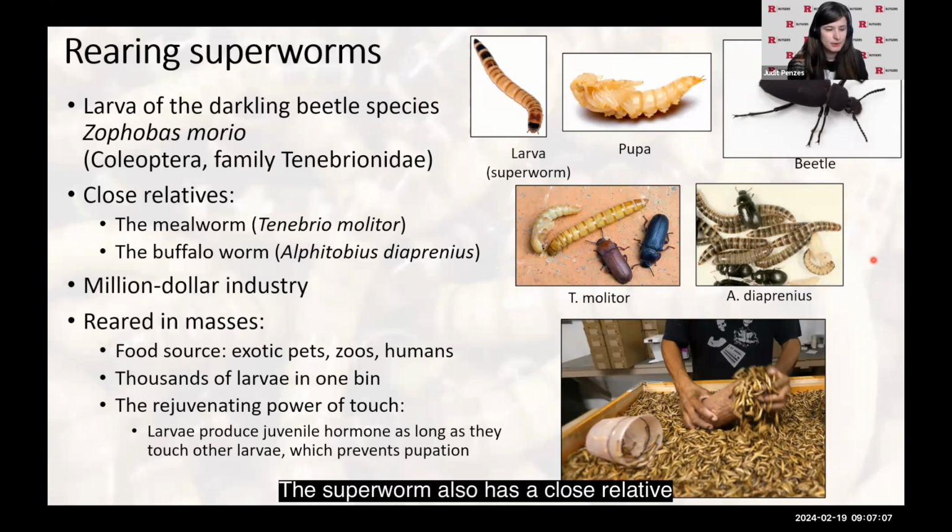The superworm also has a close relative, the mealworm, that is reared the very same way. These animals are reared in gigantic masses where they can touch each other so that they don't pupate, and that results in a quite long shelf life. Another darkling beetle species, the buffalo beetle, also commonly occurs in insect rearing facilities.